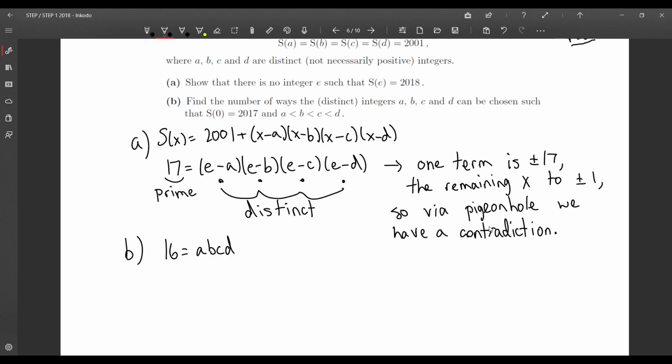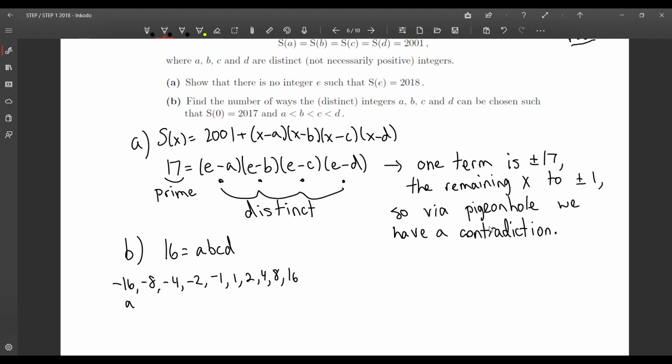Okay, so A, B, C, D. So I guess we could just list out the integer factors, which is nice because this is a prime power. Right. So let's say we picked A to be negative 16, then BCD would have to multiply to negative 1.